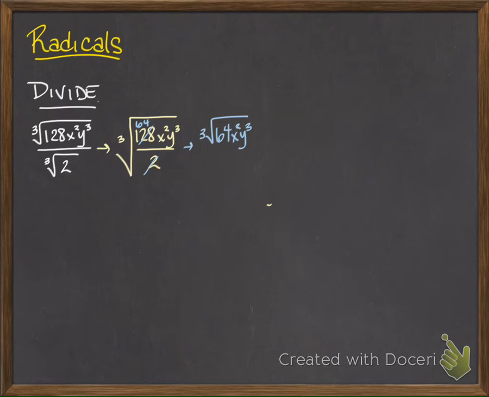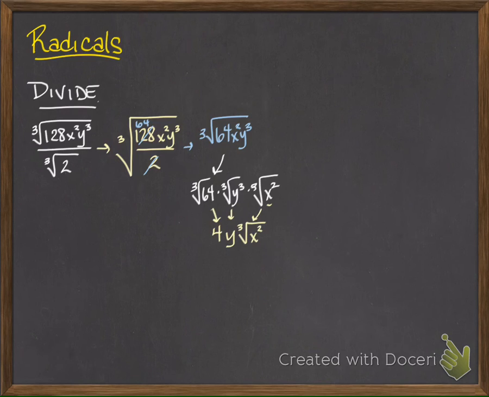Now in this case, the cube root of 64 is a value we can actually hang our hats on. The cube root of y cubed is something we can do. The cube root of x squared is something that's going to get stuck under the radical and it's going to have to stay there. Individually, cube root of 64 is 4, cube root of y cubed is just y, and the cube root of x squared remains under the radical.